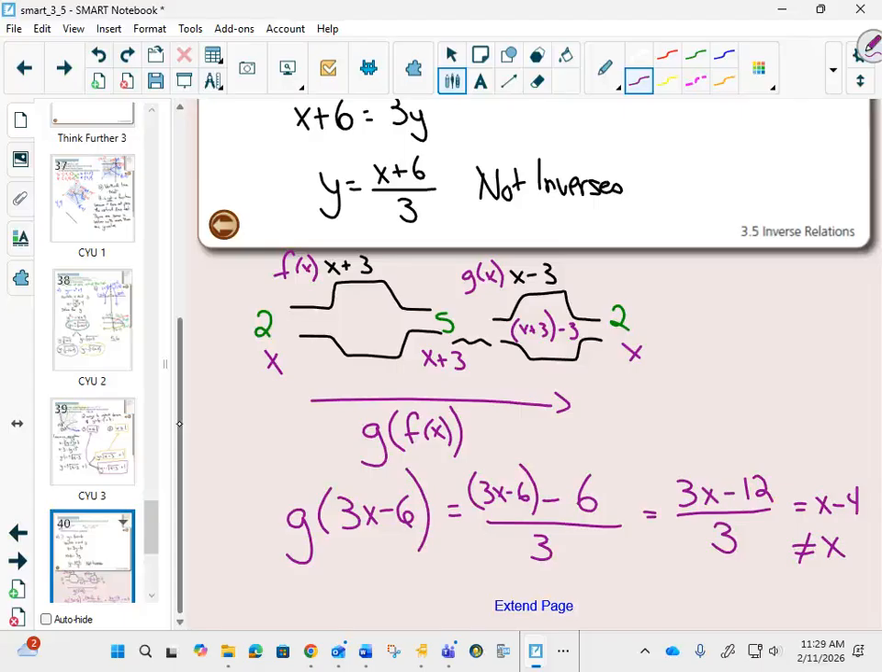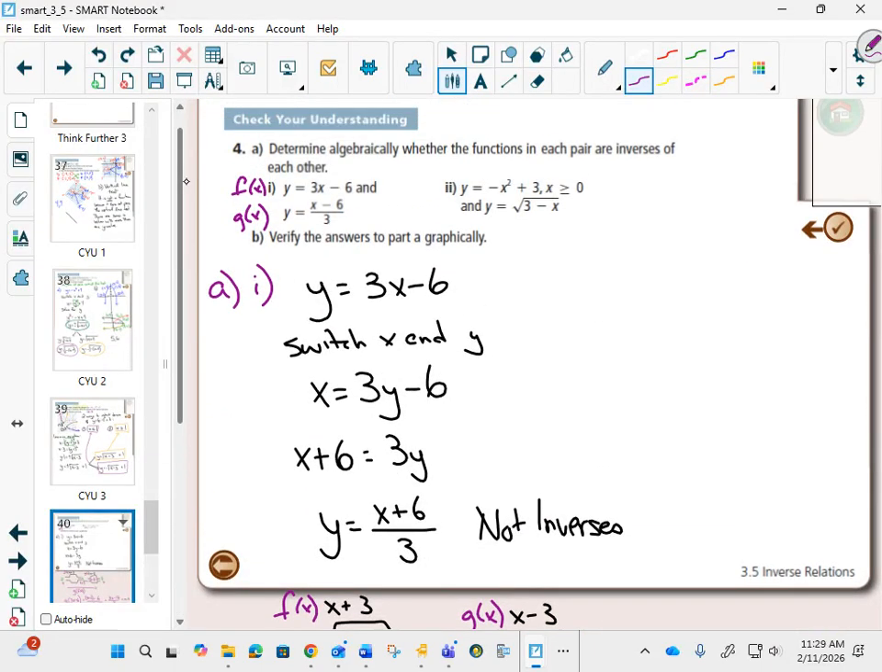I think you like method 1 better, where you switch x and y and see if they match up. In calculus, we use method 2 a little bit more. Okay, so I'm just showing it here now. It's a nice way of quickly checking if things are inverses in calculus, where you plug one function into the other function and see if you get x. In this one we didn't, so it's not an inverse. Scroll up, split the page here.